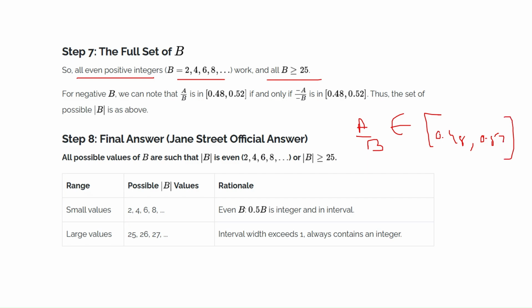Now, this is of course excluding the negative values. If we were to include negative values as well, we would say that the modulus of b, the absolute value of b, is even, or the absolute value of b is greater than or equal to 25. So all values satisfying this would satisfy the condition that a by b is within the range of 0.48 to 0.52. So this is the final answer for this question.